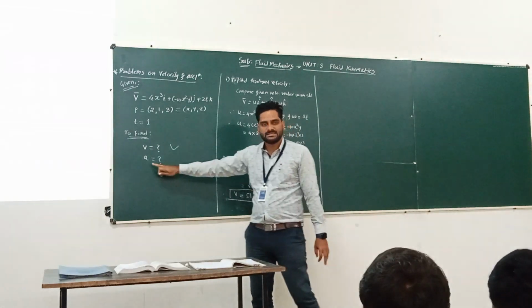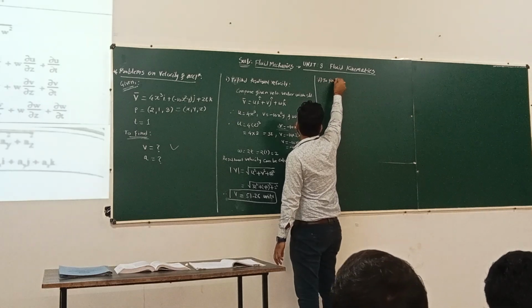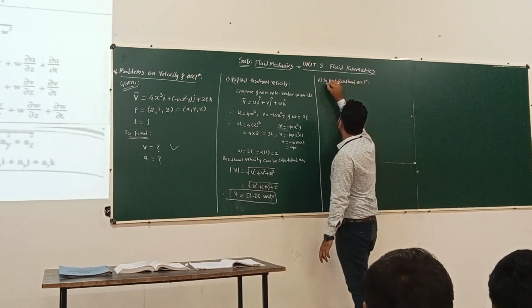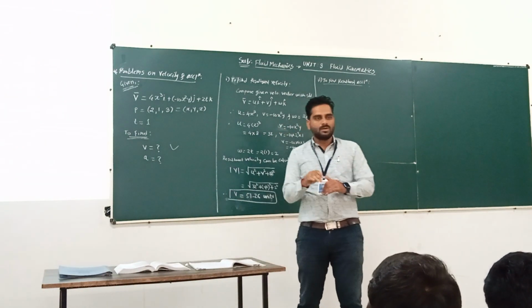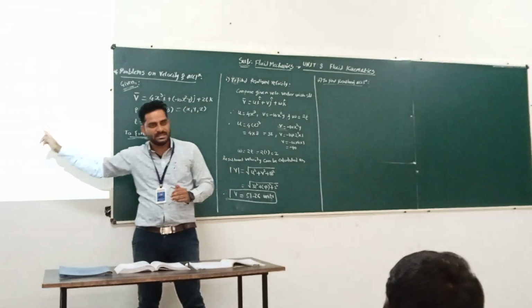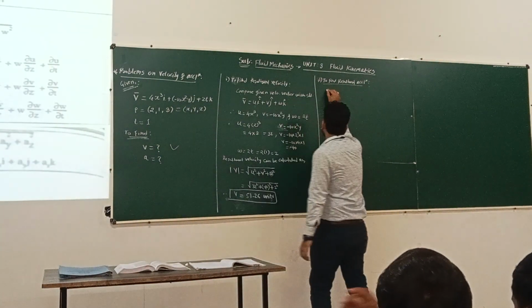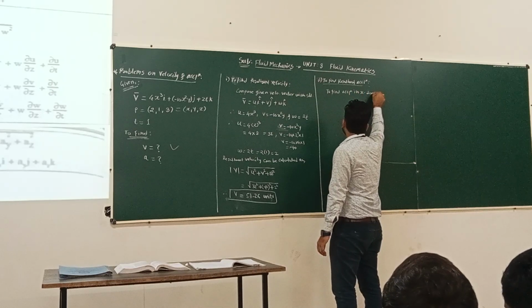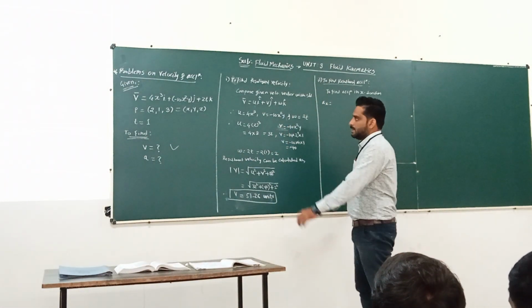Now we will go towards the acceleration. Resultant acceleration. To find, second, resultant acceleration. So how to find resultant acceleration? What is the resultant acceleration equation? A is equal to under root of ax square plus ay square plus az square. It means we have to calculate acceleration in x direction, acceleration in y direction, and acceleration in z direction. What is the formula to calculate acceleration in x direction?